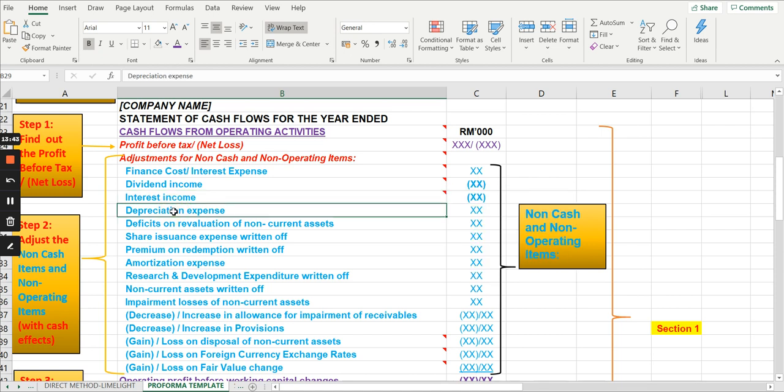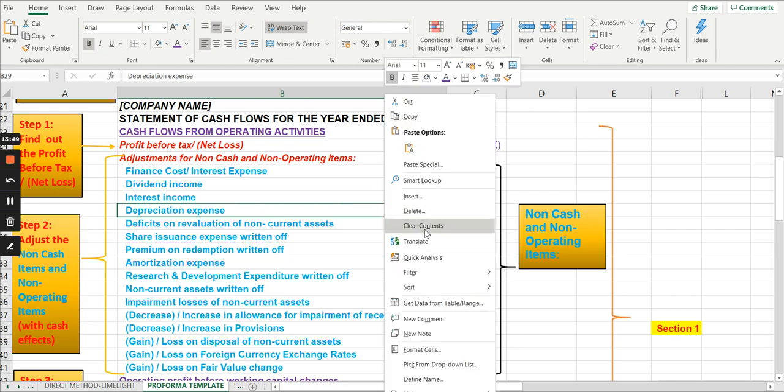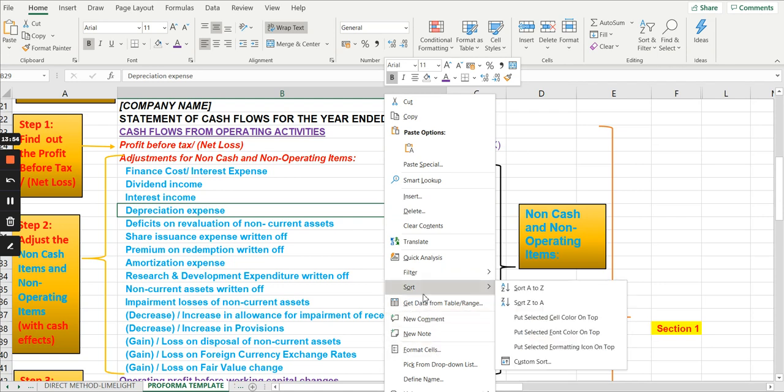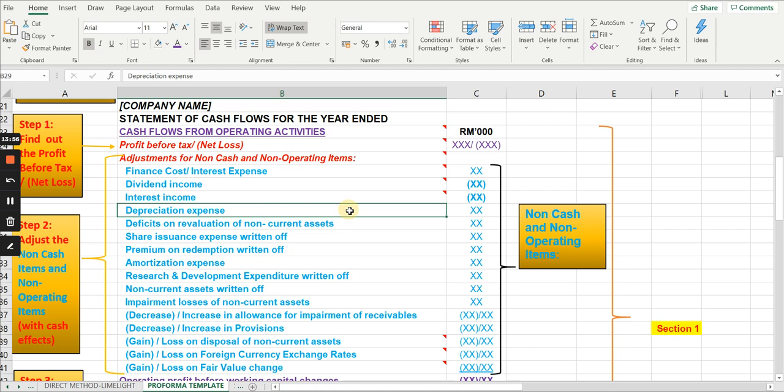Depreciation, as I said, relates to non-current asset, right? So you provide depreciation, they are non-cash items. But somehow you include the depreciation when you calculate your profit before tax. It was put under admin expenses. So now whatever you have deducted, you will add back.